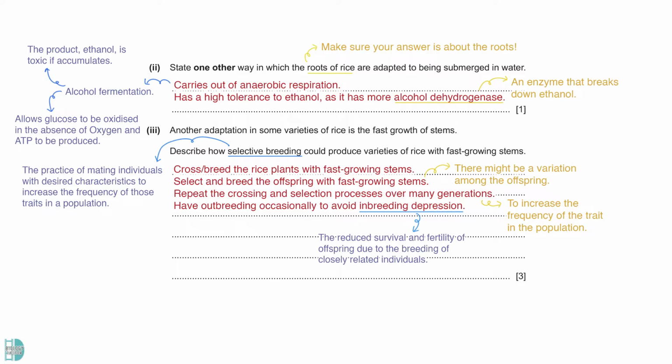Outbreeding is carried out occasionally to avoid inbreeding depression. Inbreeding depression is the reduced survival and fertility of offspring due to the breeding of closely related individuals.